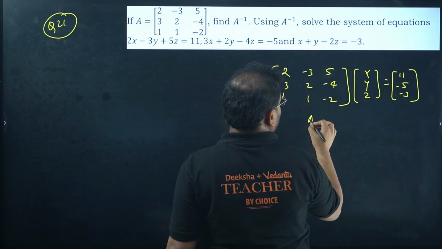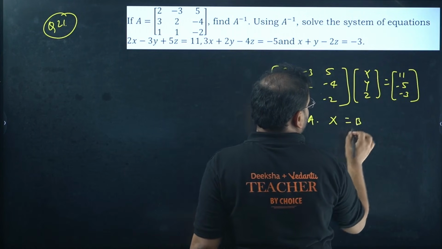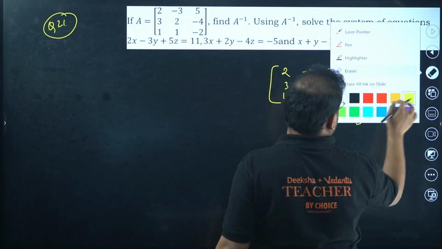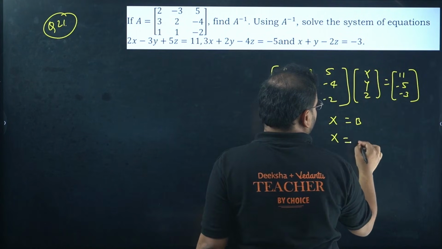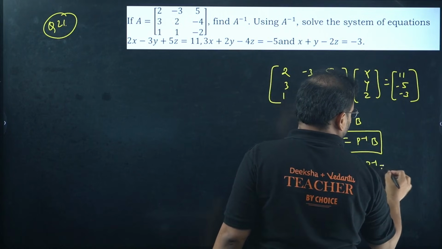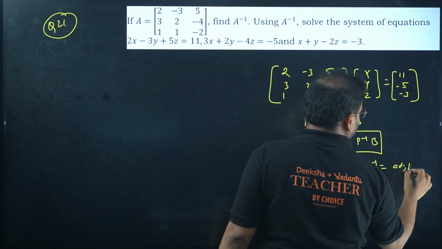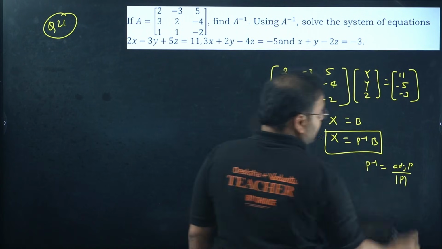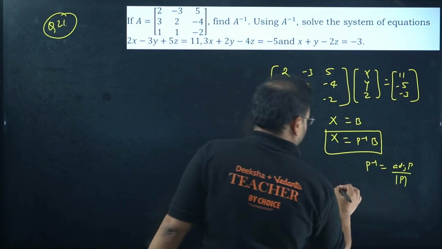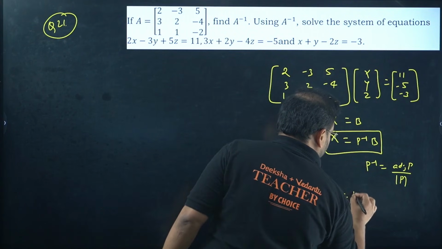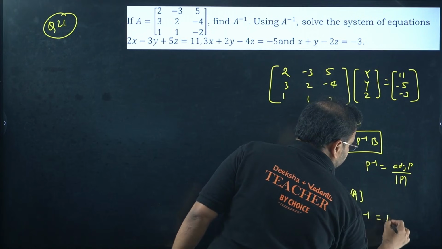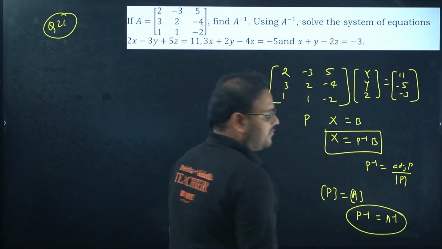So we used to call these matrix A, X and B. In this case, we can't call it matrix A. We'll call it, let's say, matrix P. So to find X, we have to find what? P inverse into B. And to find P inverse, we have to find what? Adjoint of P upon determinant of P. Lucky for us, they're saying find A inverse first, and actually matrix P is the same as matrix A. So we'll not find P inverse, we'll find A inverse, because they're the same thing.